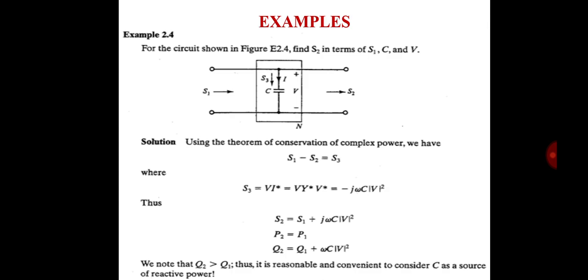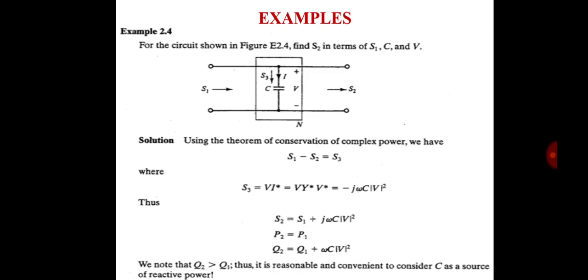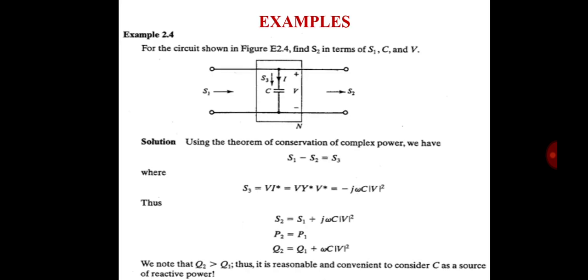Now example number 2.5. For the circuit shown in the figure, find S2 in terms of S1, C and V. What is given? The diagram is given, and what is to be found? S2 in terms of S1, C and V. So we find it using the theorem of conservation of complex power.